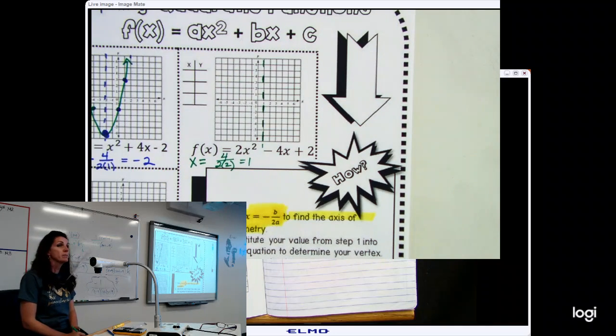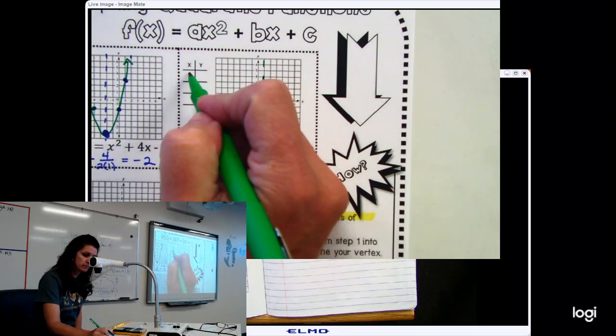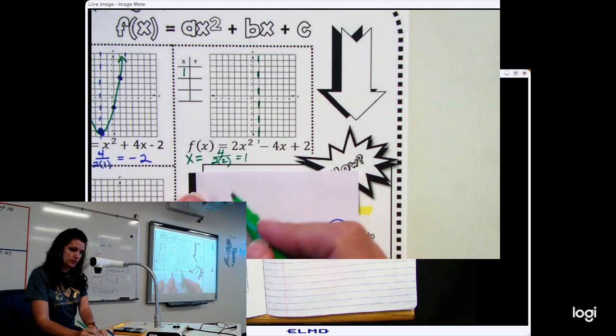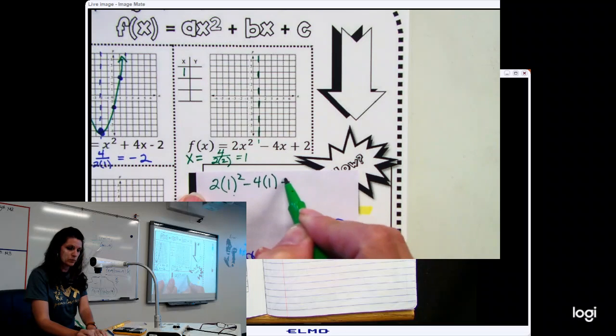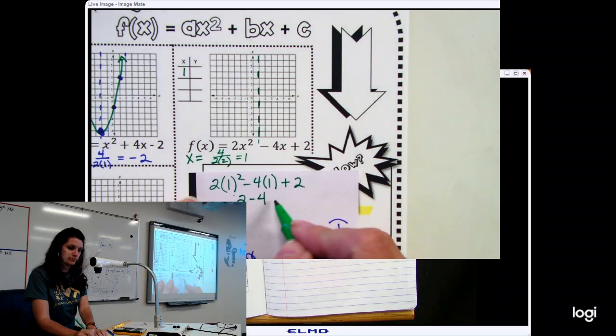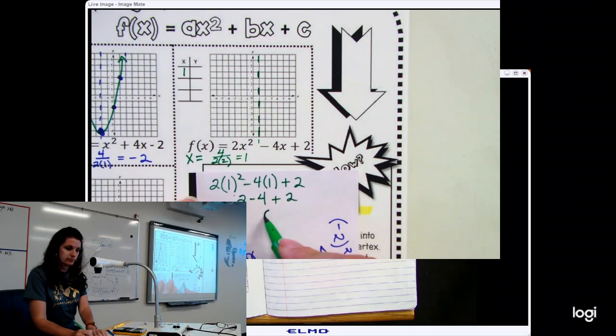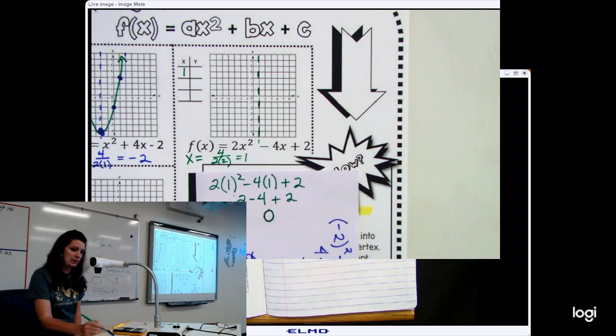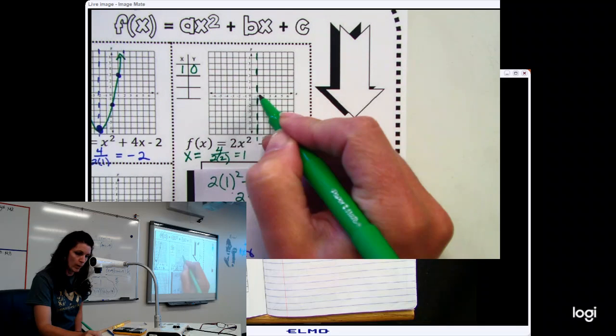All right, how do I find my vertex? Take that 1, substitute it into your function. All right, here's my scratch paper. 2 times 1 squared minus 4 times 1 plus 2. I got 0. Did you guys get 0? Okay, I'm going to plot that point. 1, 0.